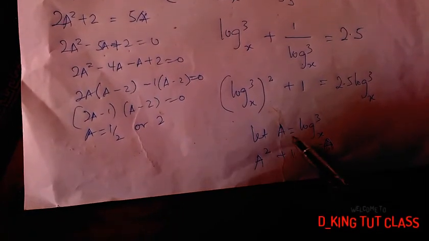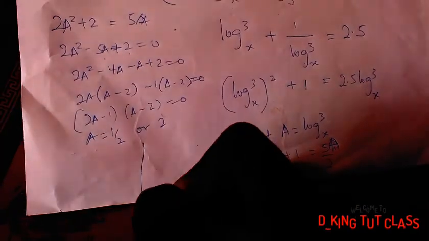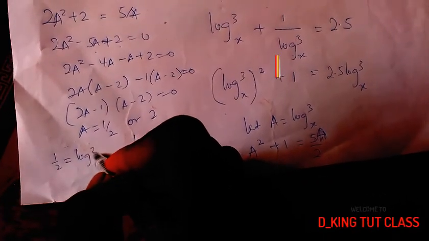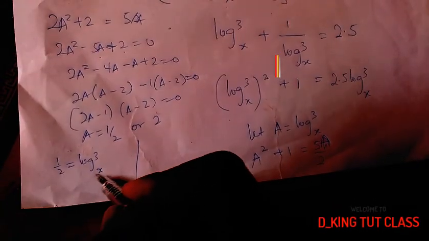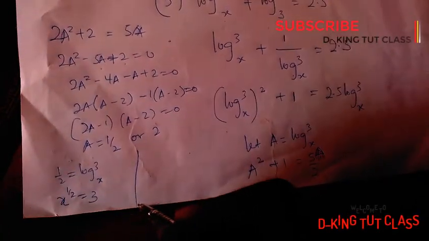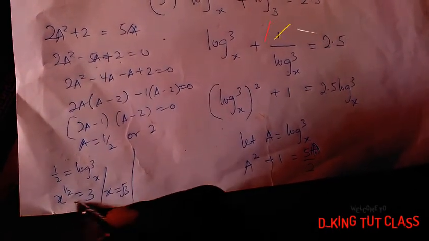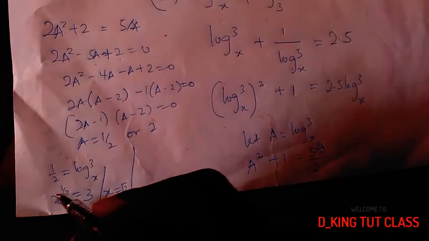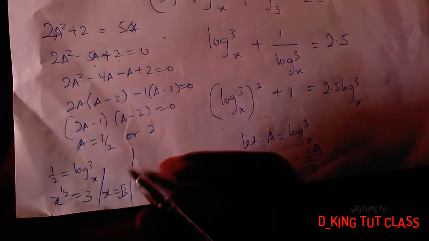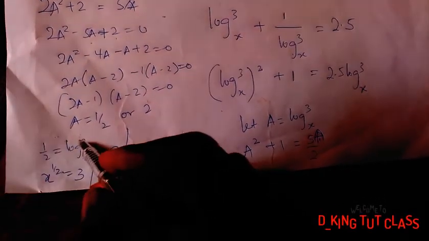I'm not looking for a, I'm looking for x. Recall, my a is log 3 base x. When a is 1 over 2, I will have 1 over 2 equals log 3 base x. Applying the logarithm formula, x comes here and is raised up: x raised to 1 over 2 equals 3. After solving, my x equals, since I have to square both sides, 3 squared, that's 9. So for my x, when a is 1 over 2, I have it as 9.